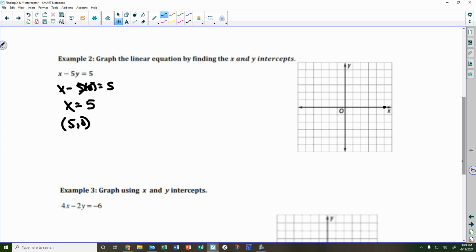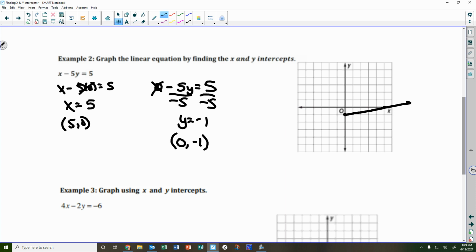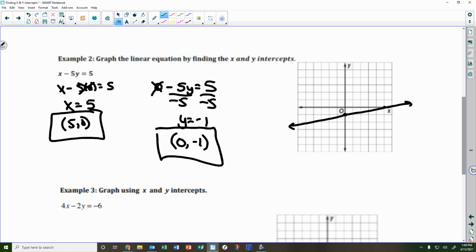Okay. Now do the same thing for the y-intercept. I'm going to plug a 0 in for x. So that basically just goes away, right? That's gone. And if I divide both sides by negative 5, y is negative 1. So our y-intercept would be the point (0, negative 1), which is right down here. And then our line would be that. So those are your two intercepts at (5, 0) and at (0, negative 1).